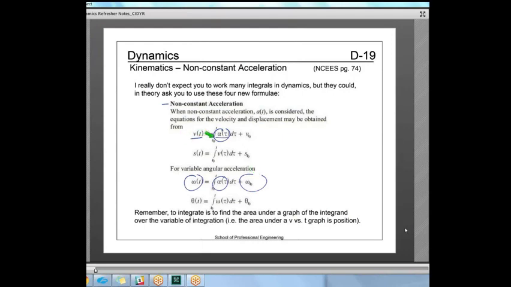All this is saying is that the velocity is the integral of acceleration, whether it's rotational or linear, and position is the integral of velocity, whether it's linear or rotational. You're not going to do much heavy integration work on the exam. The only time they would ask you to do that, it would be an abstract situation where they say, here's an acceleration equation, integrate it, and find velocity. It's just a math question. It's not so much an applied engineering question.